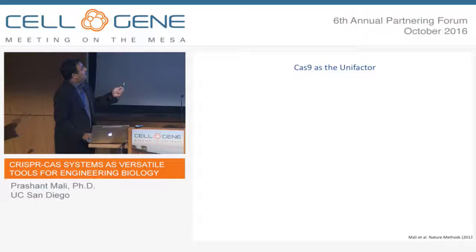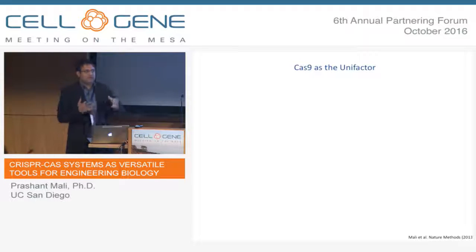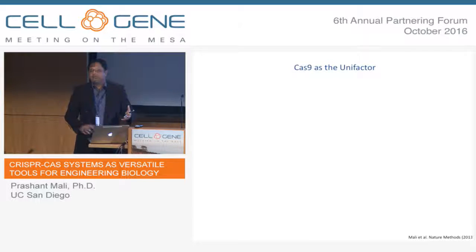And in many ways, I tend to think of Cas9 as the unifactor, to take a Lord of the Rings analogy. It is really the only known system in biology, probably with the exception of the telomerase, that brings together all three classes of sequence-defined polymers, RNA, DNA, and protein, in a programmable fashion. And that really confers the Cas9 system an unusual amount of versatility.